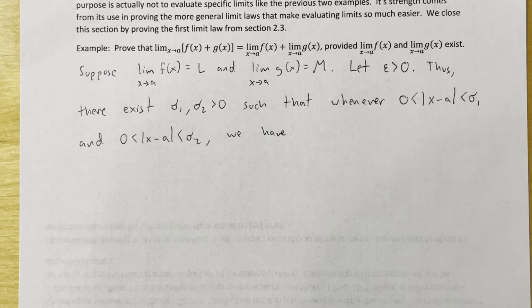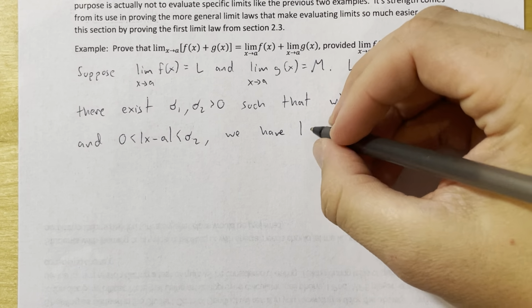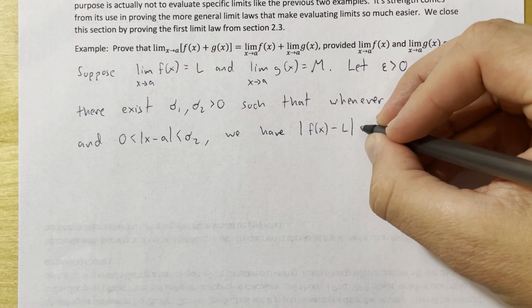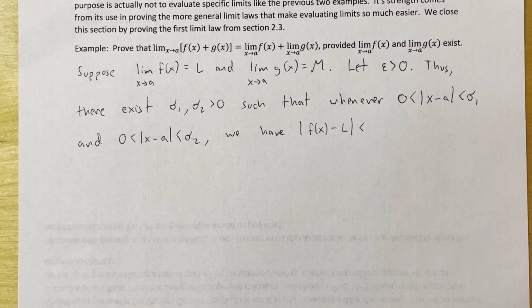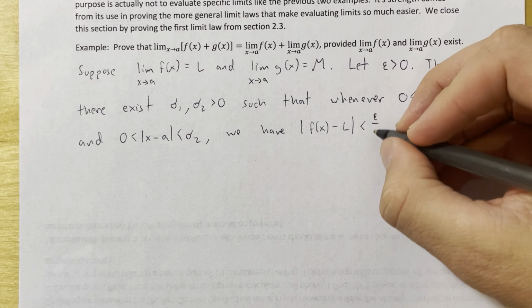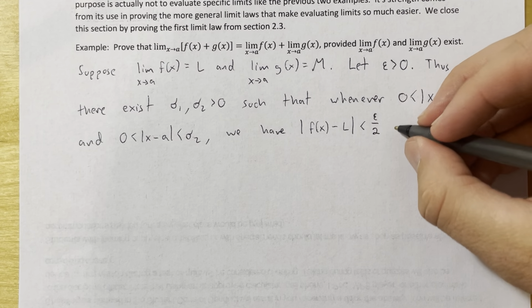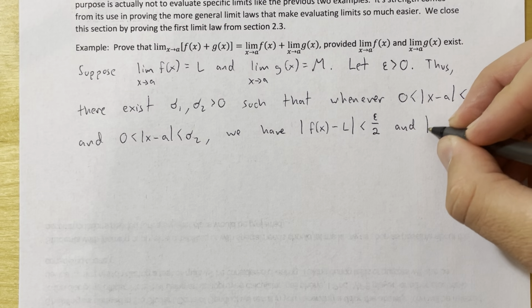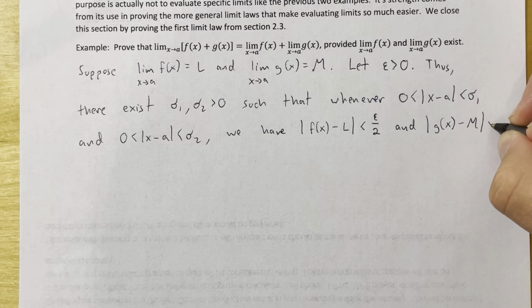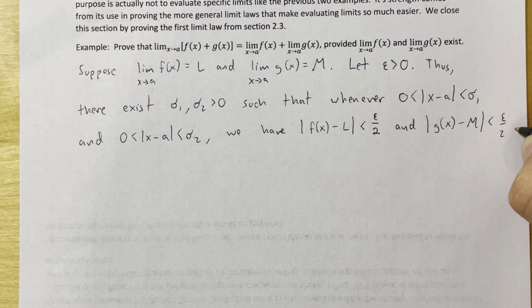we have the absolute value of f of x minus L is less than, now I'm going to do something here that's going to seem a little bizarre, but don't worry, I'm going to explain why I'm doing this, epsilon over 2, and the absolute value of g of x minus m is less than epsilon over 2.